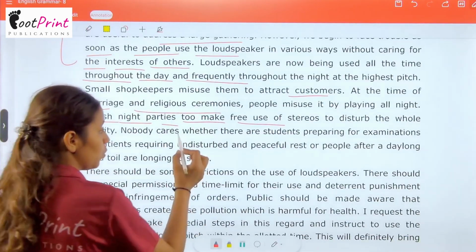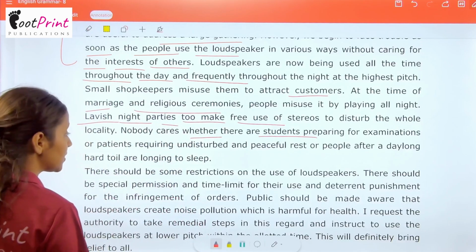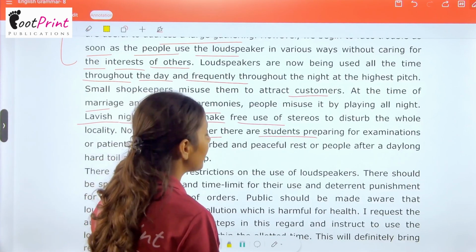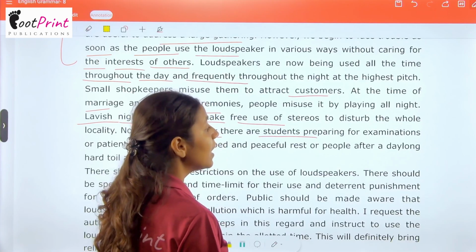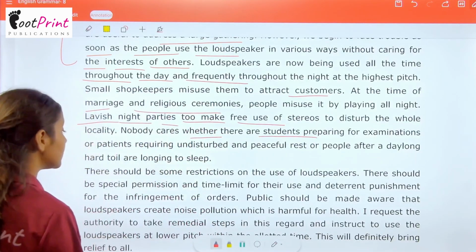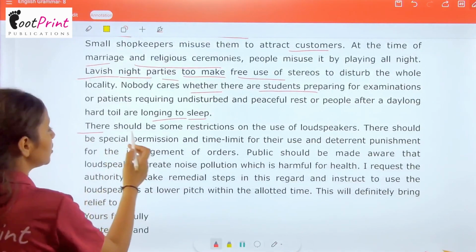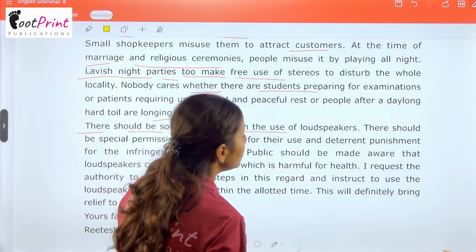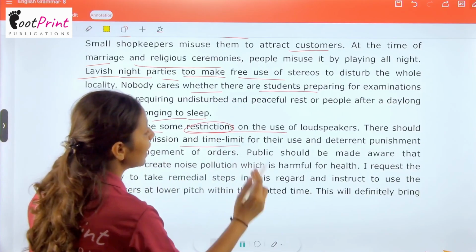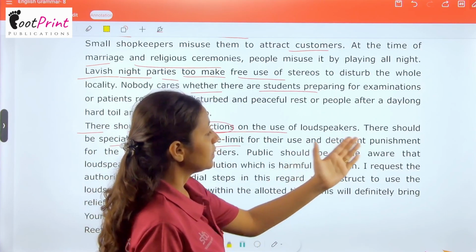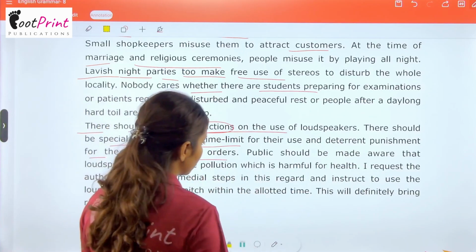Nobody cares whether they are students preparing for examinations or patients requiring undisturbed and peaceful rest or people after a day-long hard toil and longing to sleep. There should be some restriction on the use of loudspeakers. There should be special permission and time limit for their use and deterrent punishment for the infringement of orders.